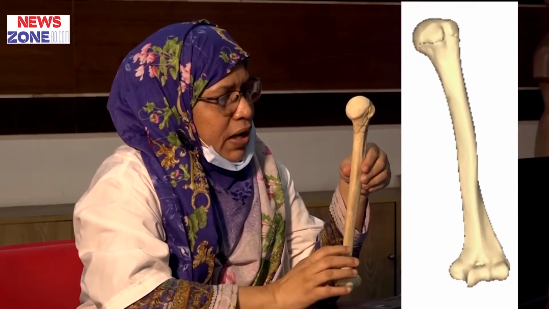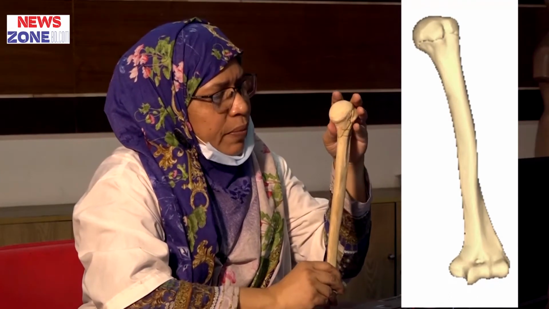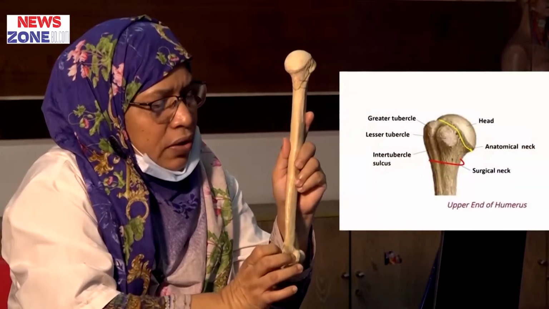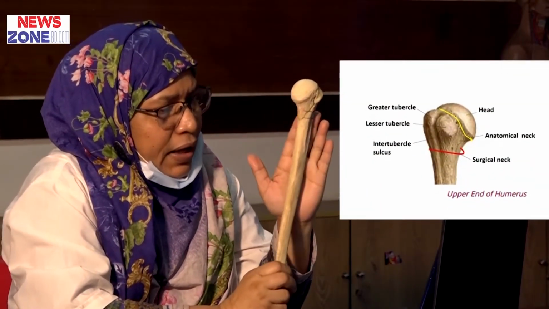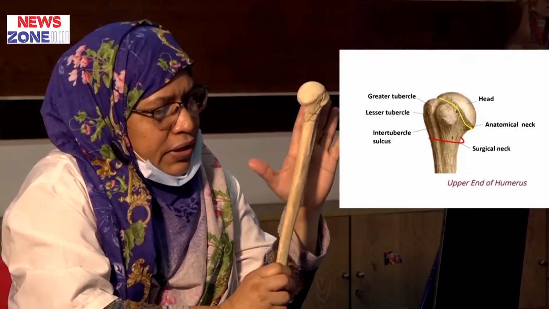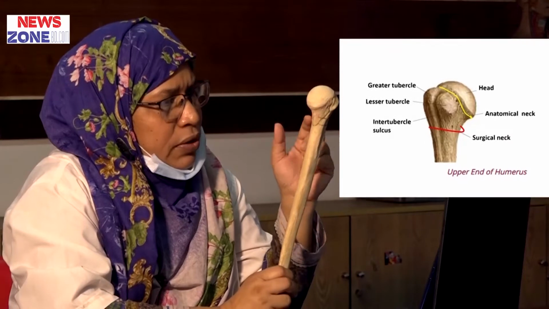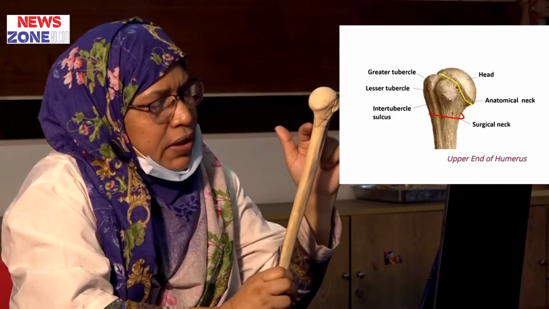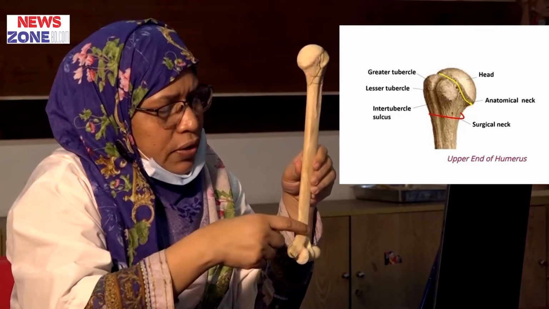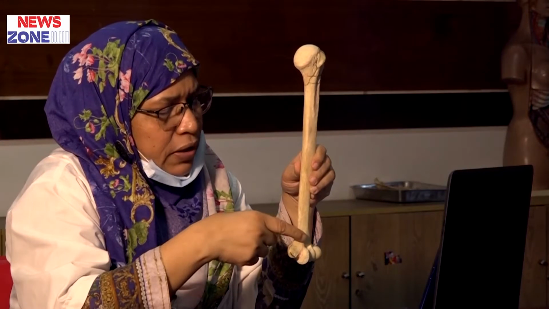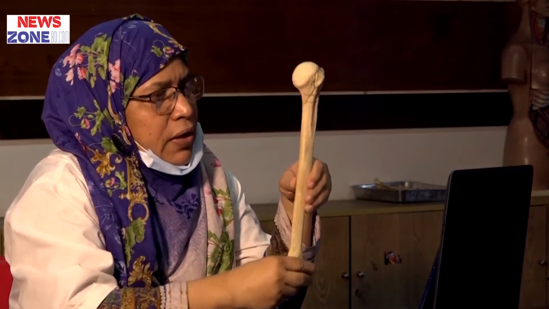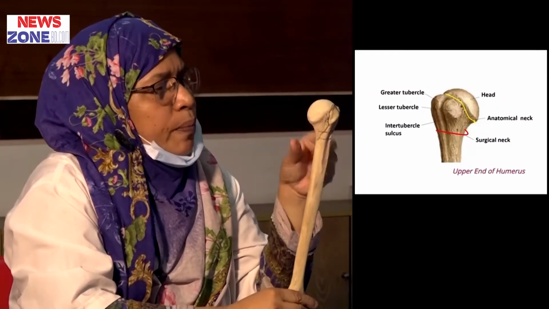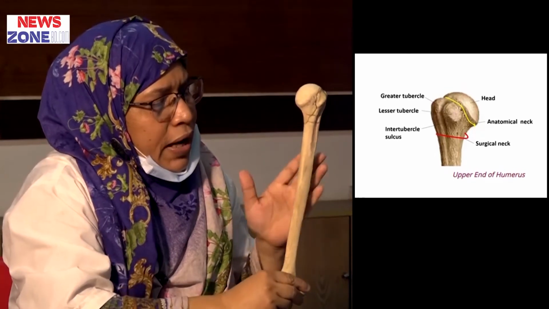Now what are the parts? First is the proximal part or upper end, then the shaft, and the lower end or distal part. This is the adult bone. The parts are upper end, lower end and shaft. In the case of a developing bone, it is different. There is the epiphyseal plate, metaphysis, then diaphysis, and also metaphysis, epiphyseal plate and epiphysis. But as it is the adult bone, the parts are upper end, lower end and shaft.